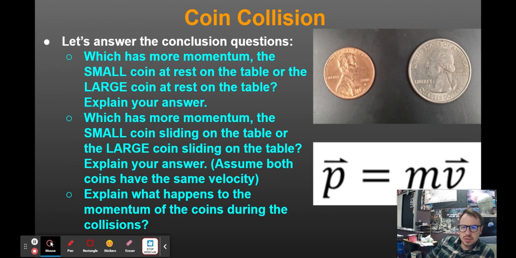All right, and then the last one says explain what happens to the momentum of the coins during the collisions, right? So when you're sliding, what happens? Well, what you should notice is that you should be able to say, it looks like some of this momentum is transferring from one object to the other.